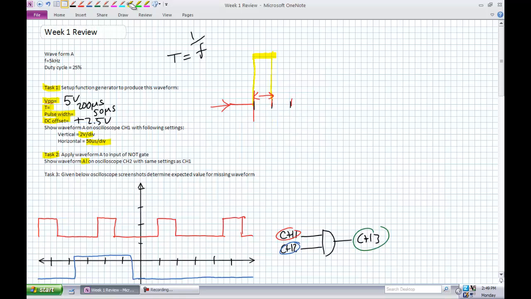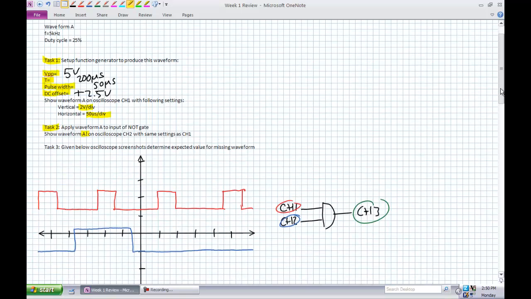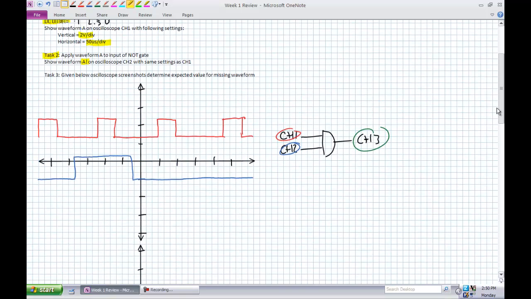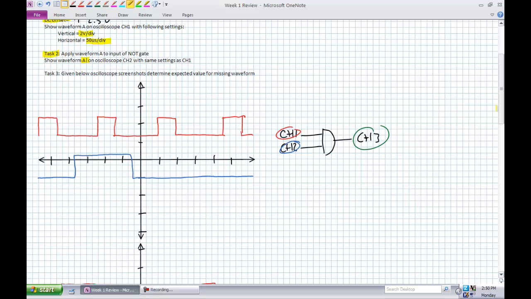I've just given you some very basic schematics. Let's assume that you're following proper wiring procedures and everything has its +5s and 0s. So here is the first one of task 3. Given the below oscilloscope screenshots, determine the expected value for the missing waveform on channel 3. Channel 1 is being provided to one input of an AND gate. Channel 2 is being provided to the other input of an AND gate. What does channel 3 look like?